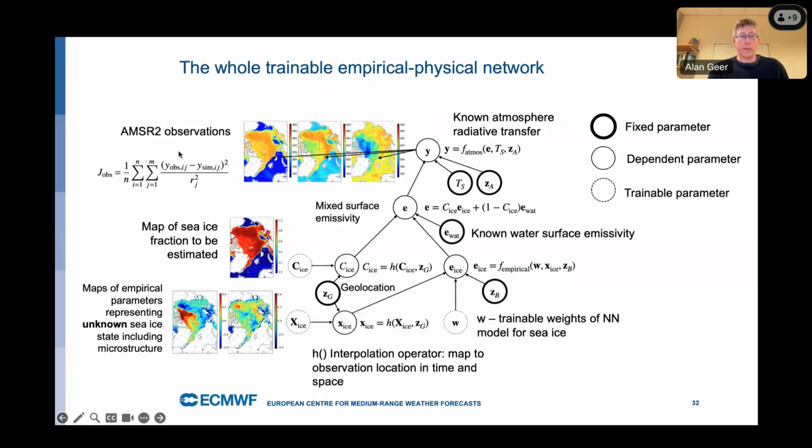function against the AMSR2 observations over an entire year's worth of data. We're going to estimate daily maps of the sea ice fraction, daily maps of empirical parameters representing the sea ice state, and train the neural network model for the sea ice emissivity all at the same time. This only works if you put in a lot of regularization, which I don't have time to talk about, but it's obviously really important to getting good results here.